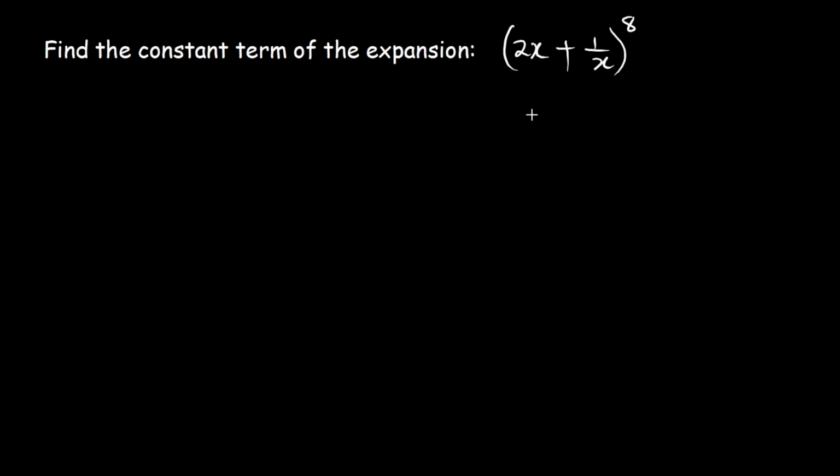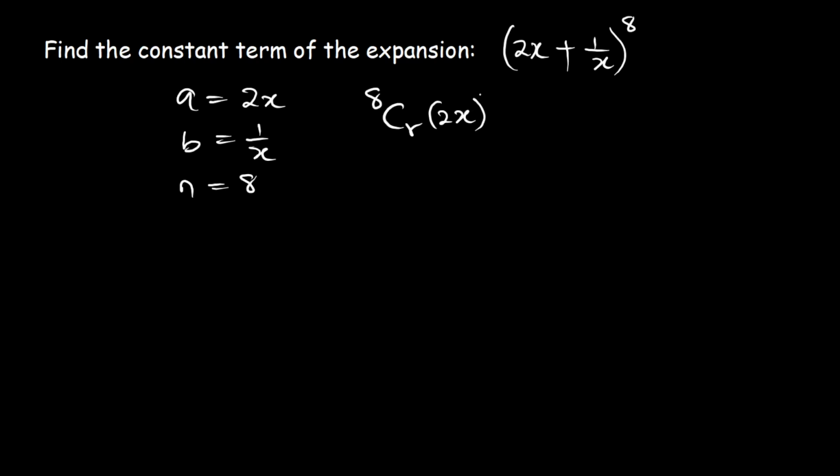Let's look at another example. Find the constant term of this expansion. So we have that a is equal to 2x, b is equal to 1 over x, and n is equal to 8. So we are going to have that 8 combination r, 2x raised to the power of 8 minus r, and 1 over x raised to the power of r.